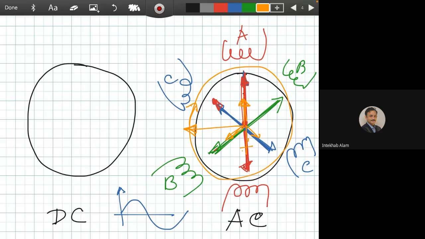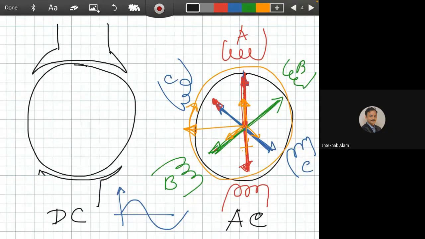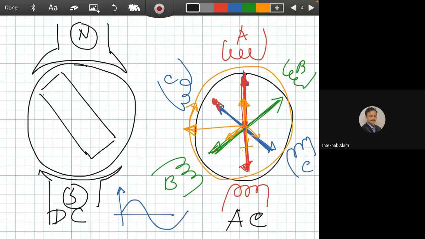So the basic principle of an AC motor is to create a rotating magnetic field. The magnetic field will rotate throughout the stator. Unlike a DC motor, where you are creating a field inside the motor, there is a north pole and a south pole. Inside, we are creating a magnet. It will become south, it will become north.